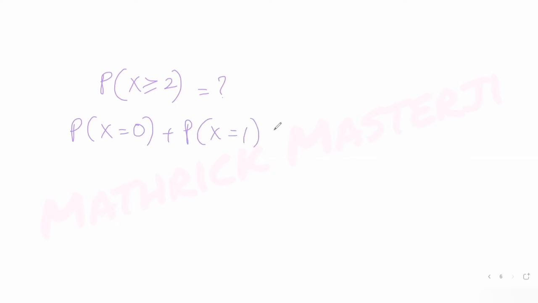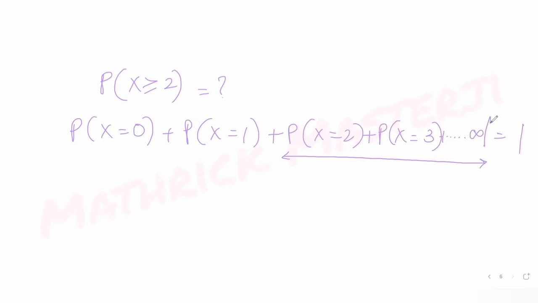So if I have to use that idea, probability of x greater than or equal to 2, if I want to figure that out, I know probability of x equals 0, probability of x equals 1, probability of x equals 2, probability of x equals 3, and all the greater values of x till infinity. We know the sum of all probabilities is equal to 1. So if I want to find probability of x greater than or equal to 2, I want to find the probability of all of this from 2 till infinity. So what I can do is, I'll keep this on the left. So probability of x greater than or equal to 2 is equal to 1.